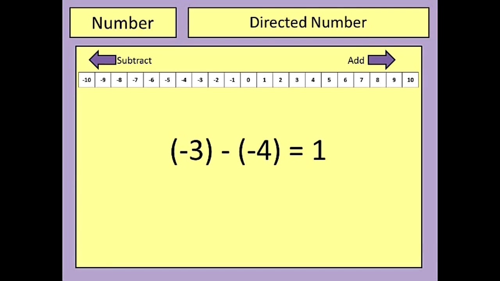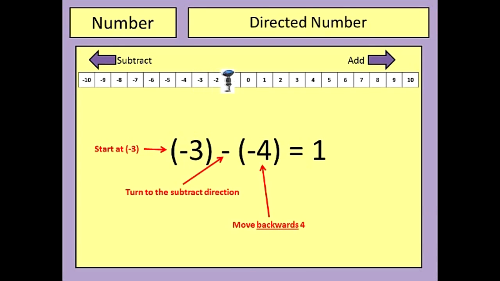So, to start off with this one, I've got a negative 3 at the front, and this is going to be my starting position. So my robot volunteer is going to appear on negative 3. It's a takeaway, so he's now going to turn and face the subtract direction. And got to be careful here, it's a negative 4, so instead of moving forwards 4 spaces, he's going to slide back 4 spaces, and hopefully you can see that he ends up on 1, meaning the answer to negative 3 take away negative 4 is a positive 1.